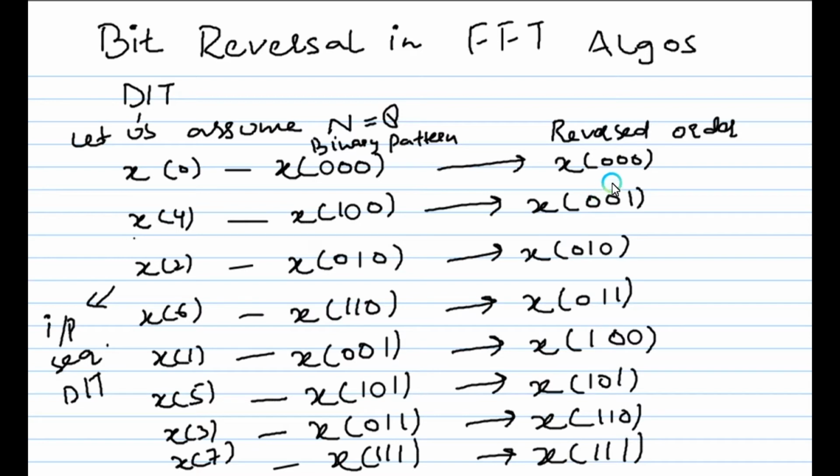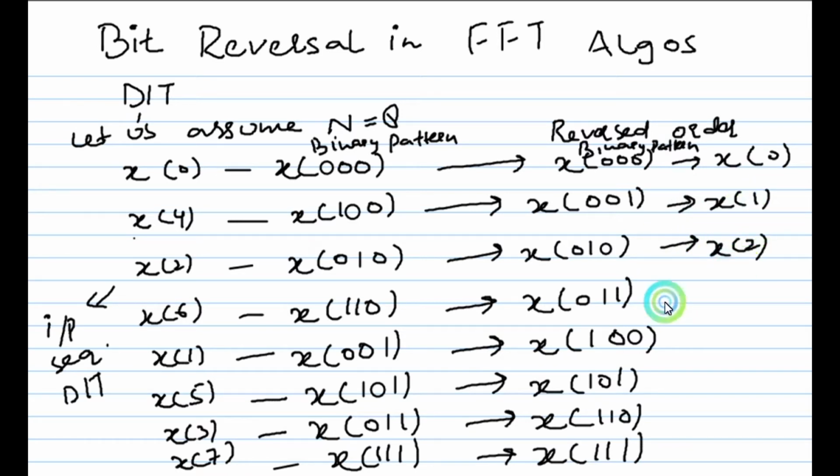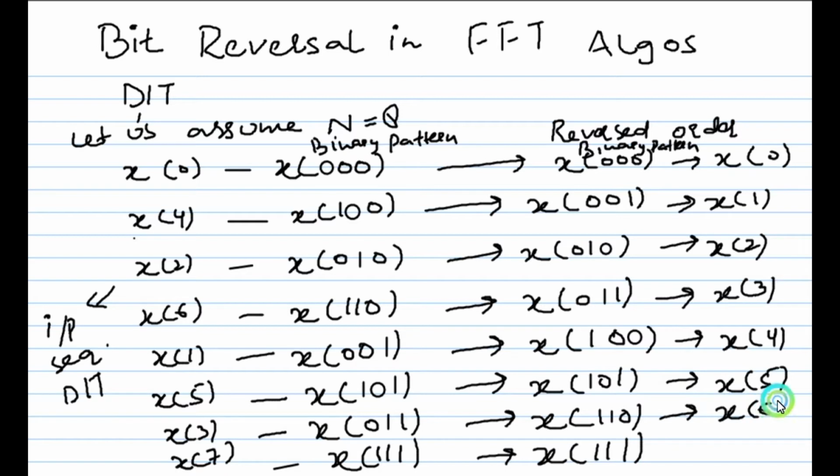That's the reverse order. So now this is again in binary pattern. If I write it down in decimal pattern, it will be x of 0, this will be x of 1, this will be x of 2, this is x of 3, this is x of 4, this is x of 5, this is x of 6, and this is x of 7.